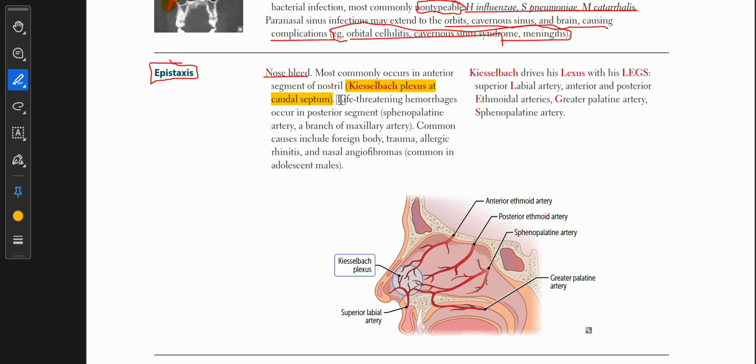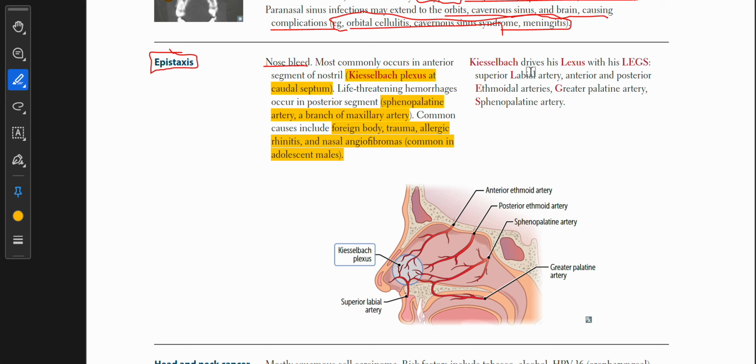But life-threatening hemorrhages can also occur in the posterior segment, from the sphenopalatine artery, a branch of the maxillary artery. If we prick our nose and hit an artery like this, the bleeding is so hard to stop that it can be life-threatening. Common causes include foreign body trauma, allergic rhinitis, and nasal angiofibromas, which are more common in adolescent males. So Kiesselbach's area has this network of arteries.